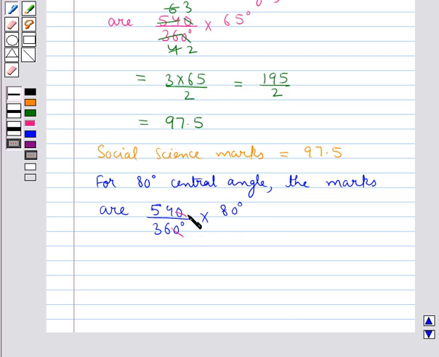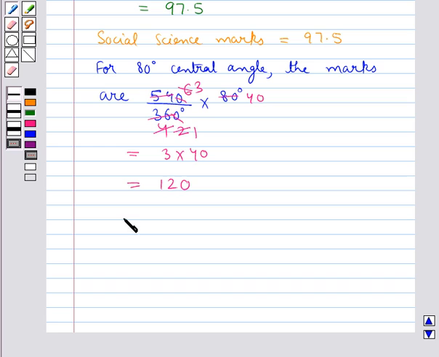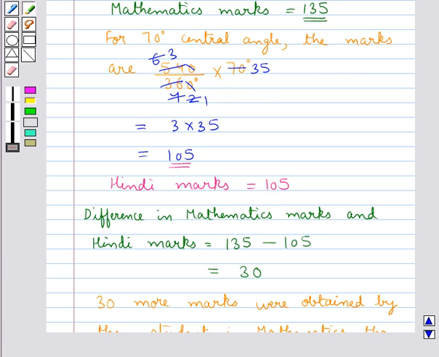This 0 and this 0 gets cancelled, and 9, 4 times is 36, and 9, 6 times is 54, 2, 2 times is 4, and 2, 3 times is 6, then again 2, 40 times is 80, so this becomes equal to 3 multiplied by 40, and that is equal to 120. Thus we have science marks equal to 120. And we have already found out in the second part of the question that mathematics marks is equal to 135 and Hindi marks is equal to 105.